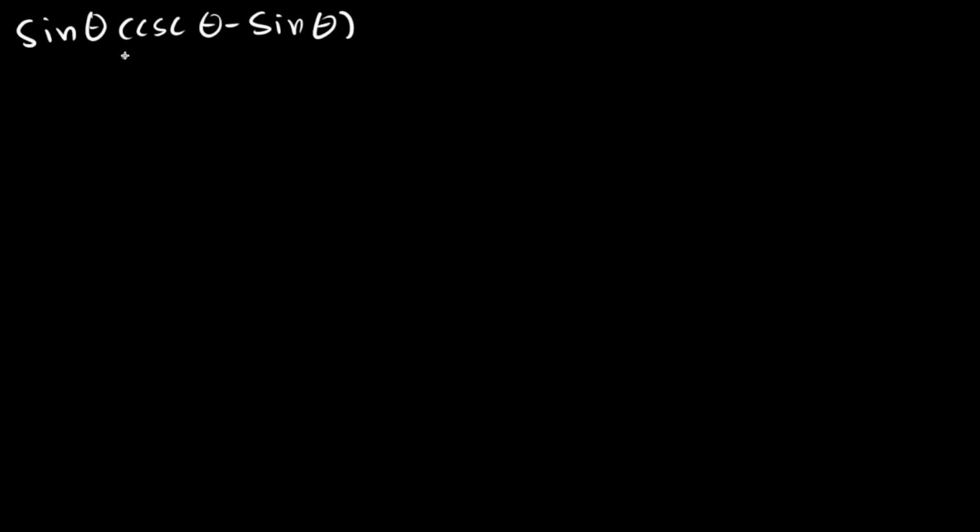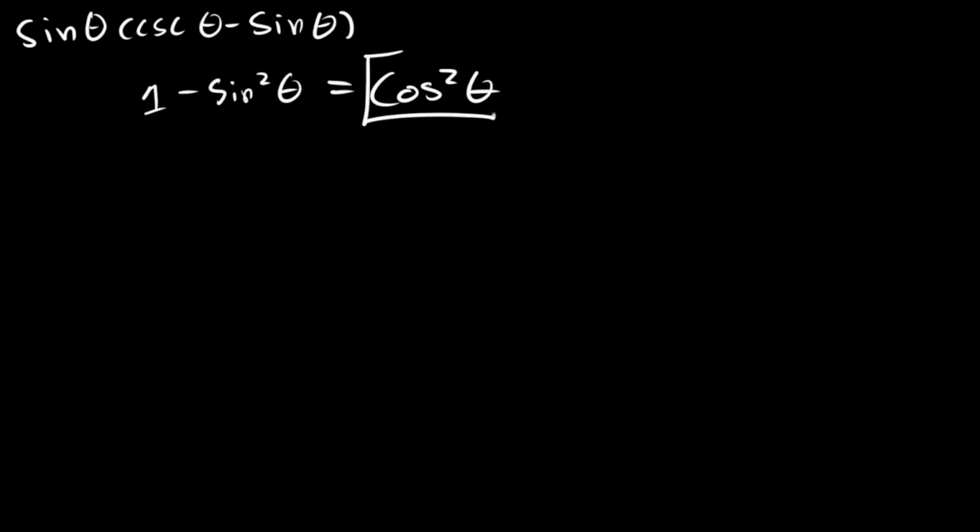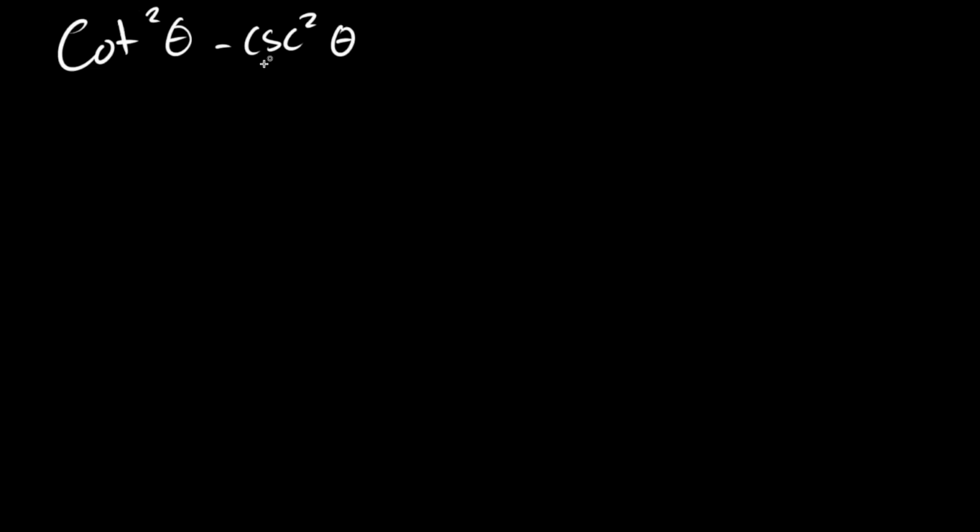Now for this function, you may be tempted to look at this and think of something other than distributing, but really all you want to do is just distribute this. So we know that sine and cosecant are reciprocals, because cosecant is equal to 1 over sine. So we're going to multiply that, and we're going to get 1 minus, and then we're going to get sine times sine. We're going to get sine squared of theta. From our Pythagorean identity, we are going to get cosine squared theta. That is our answer.